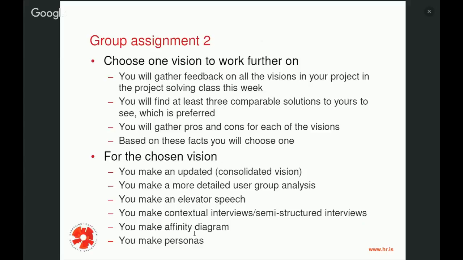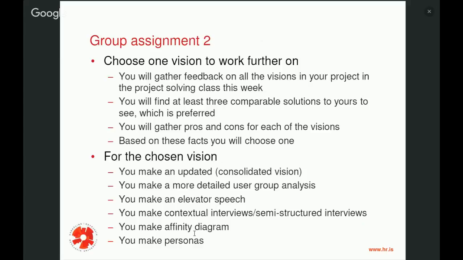But based on this, based on the colleagues' or students' feedback, your own opinion, and the comparable solutions, you can gather pros and cons for each of the visions and choose. And then for the chosen vision, you will make an updated vision. Maybe you would like to take some ideas from the other visions, even though you select one.